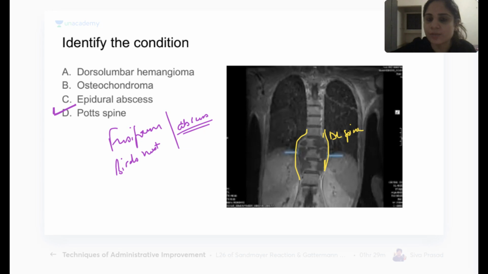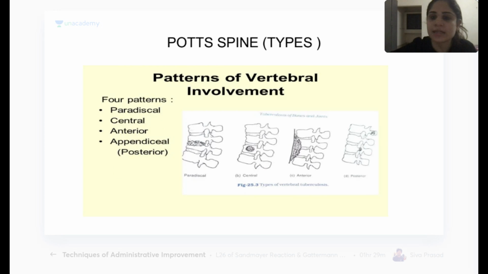And which kind of Pott's spine does it spread in? You have all these types of Pott's spine: paradiscal, central, anterior, or posterior. So this kind of abscess is seen in case of paradiscal type, which is the most common type of spread of Pott's spine. Okay, all right.